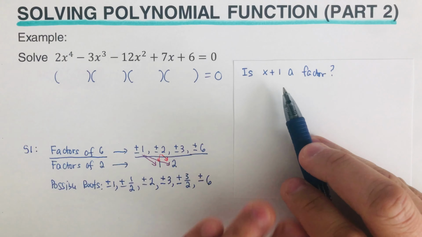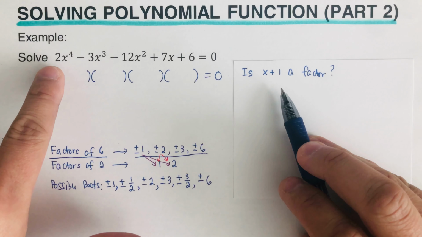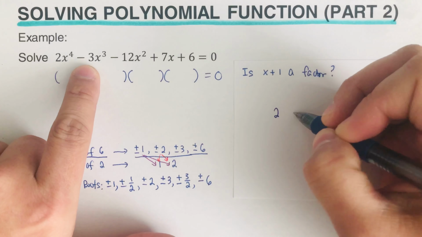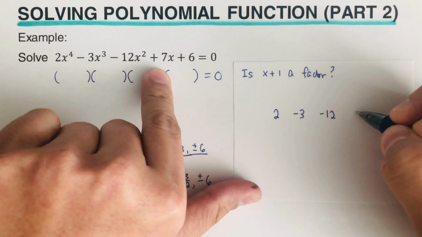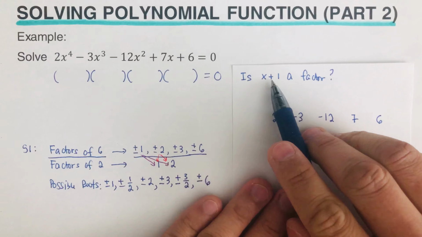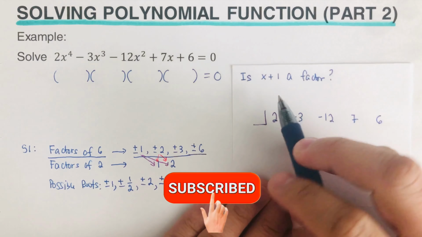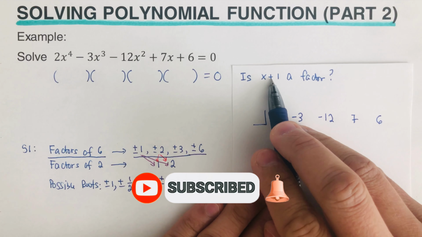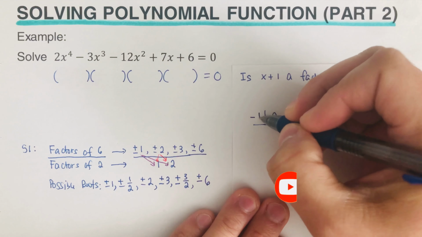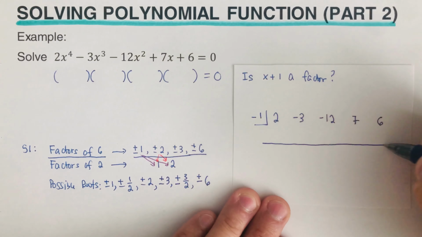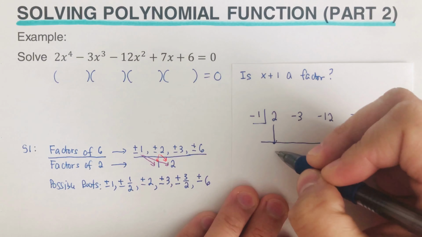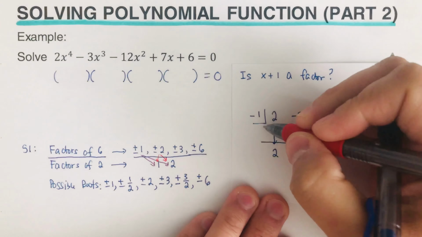So using synthetic division here, we're going to write the coefficient for each of these. Okay, and then we're going to divide it by negative 1. Again, the trick here is that we just have to switch the sign, because using the zero product property, our x is actually negative 1. So I'm going to divide this by negative 1, and then we will do the synthetic division here. First, we are going to bring the 2 down, and then we're going to multiply.